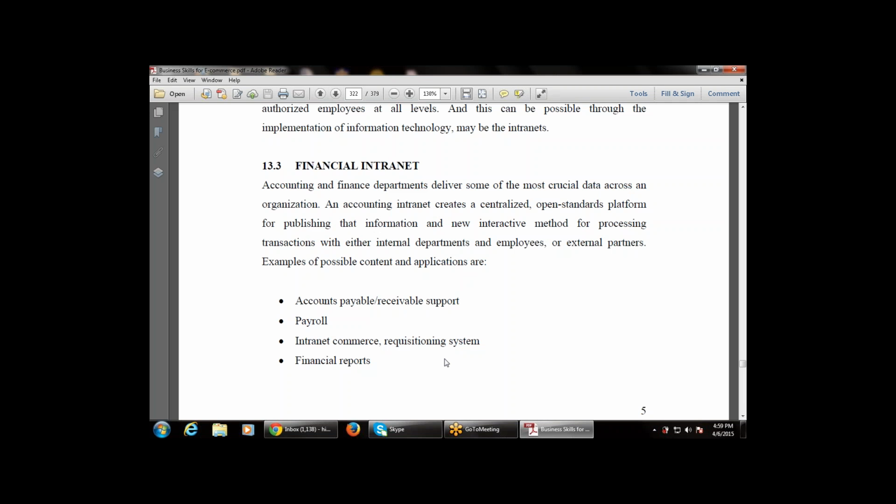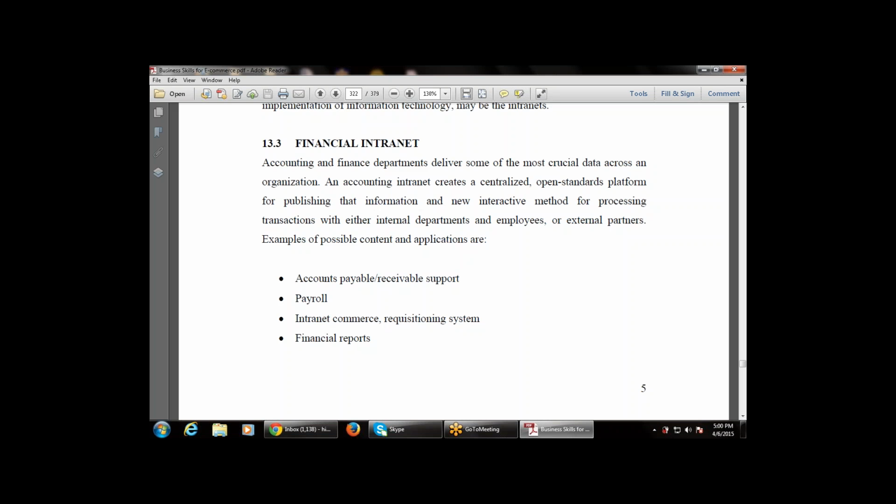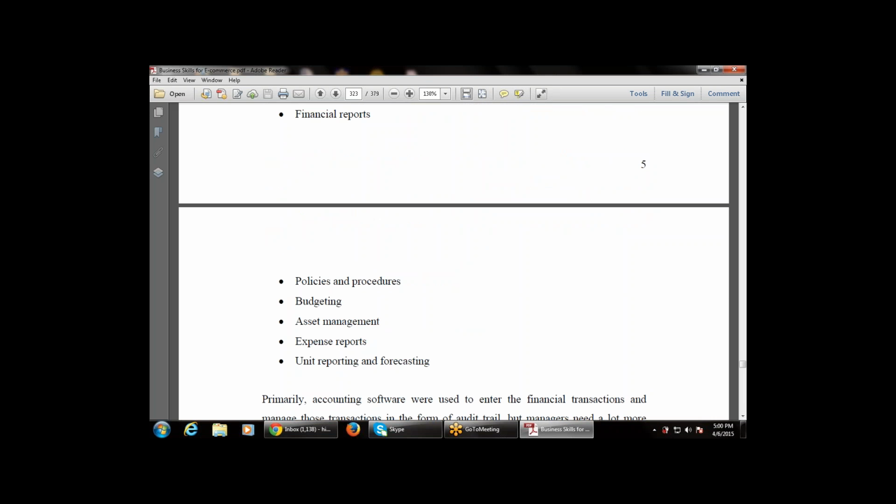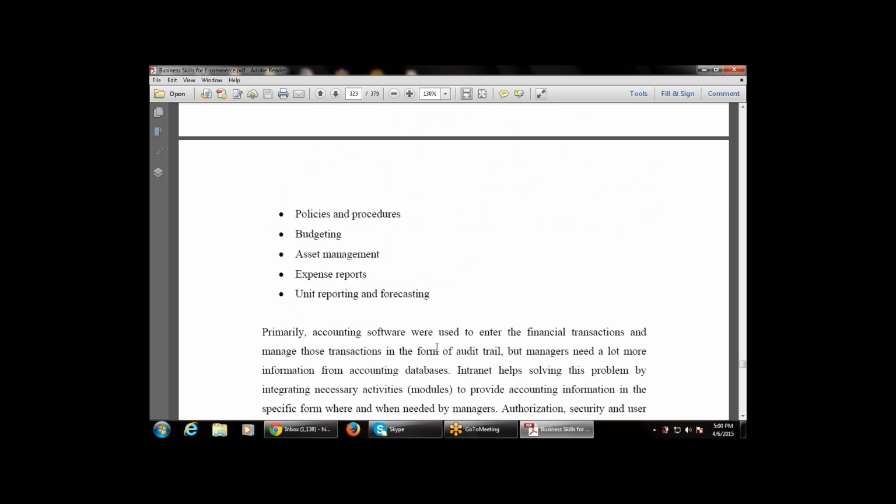What are examples of possible content and applications? These are accounts receivable, accounts payable, payroll, internet commerce, and financial reports. So whenever an intranet is used, it is used in applications like accounts payable, receivable, payroll, financial reports, policies and procedures, budgeting, asset management, expense reports, unit reporting, and forecasting.